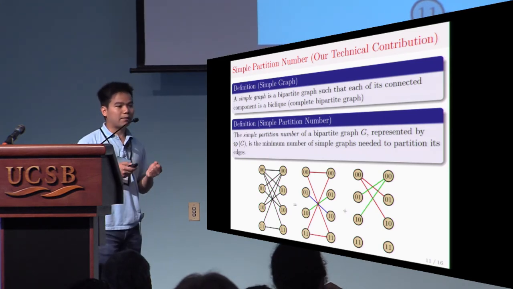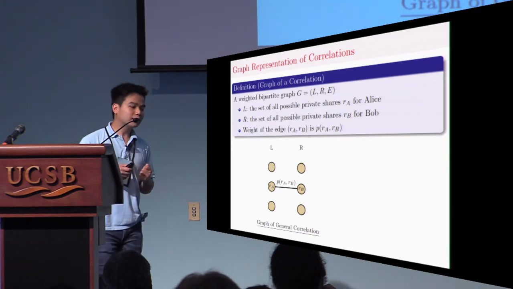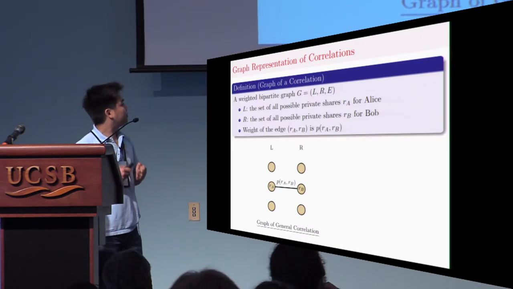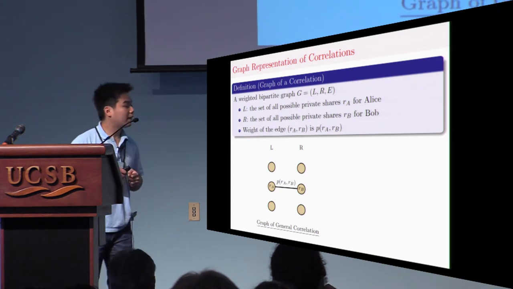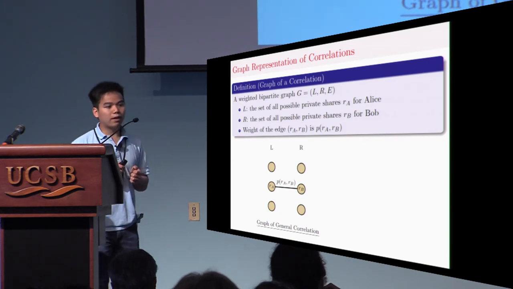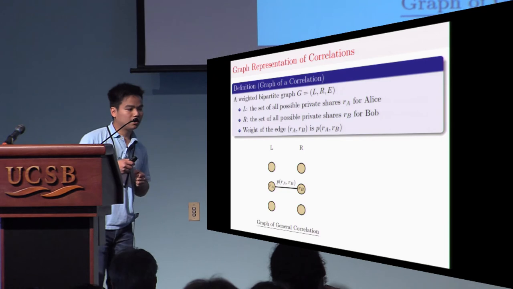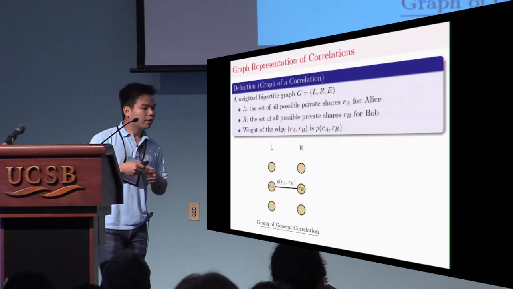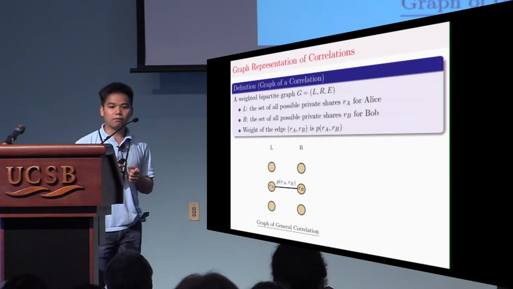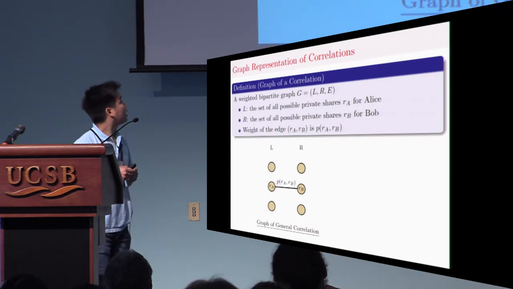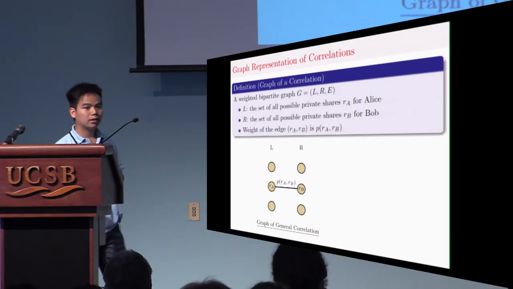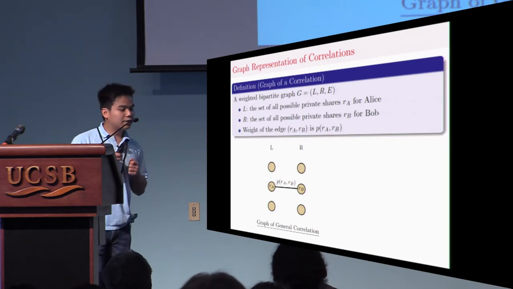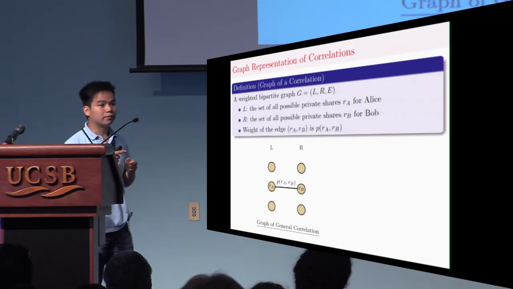So why do we care about this graph? Correlations can be naturally represented as graphs. A correlation is a weighted bipartite graph G, where the left bipartite set L is the set of all possible secrets for Alice, and the right bipartite set R is the set of all possible secrets for Bob. The weight of the edge (a, b) is the probability of getting (a, b) from the correlation. In our paper and in this talk, we just consider the correlations in which the weights are the same.